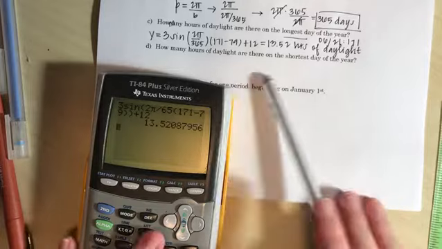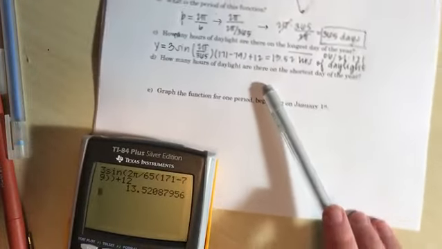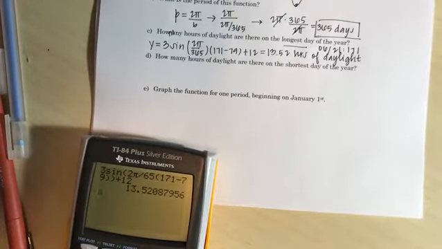Then it asks me, how many hours of daylight are there on the shortest day? So same thing, I'm not great with my longest and shortest days, but I'm pretty sure the shortest day is going to be in December, I think December 21st. So I can confirm that. Shortest day of the year, yeah, December 21st, that's your solstice day. And then we can do the calculator.